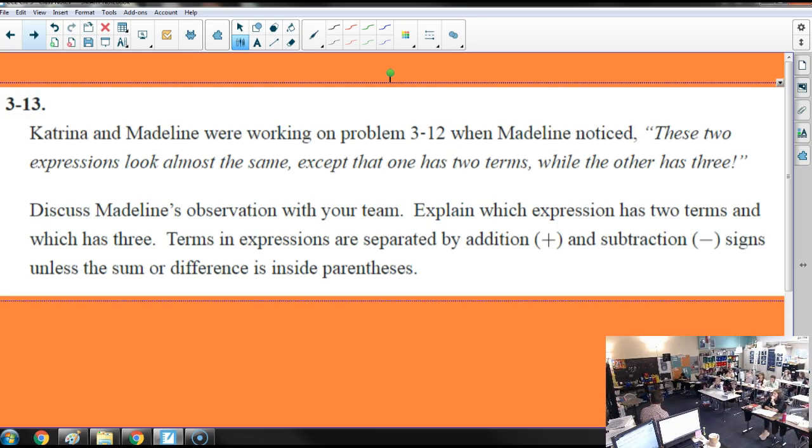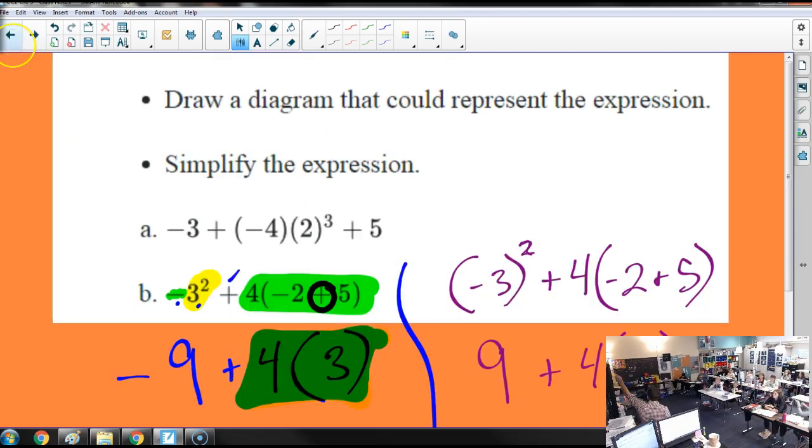Discuss Madeline's observation with your team. Explain. So these look almost the same. Why do you think Madeline said that? Can you talk like what you think she's noticing that actually was in our lesson yesterday? Right? When you look at things, you're like, well, they kind of look the same.